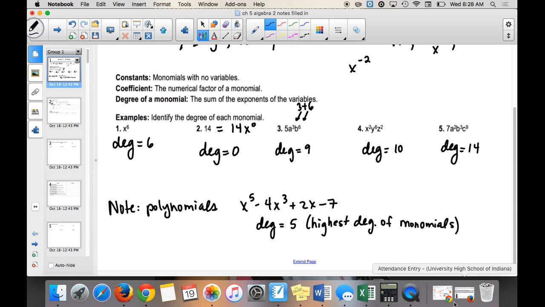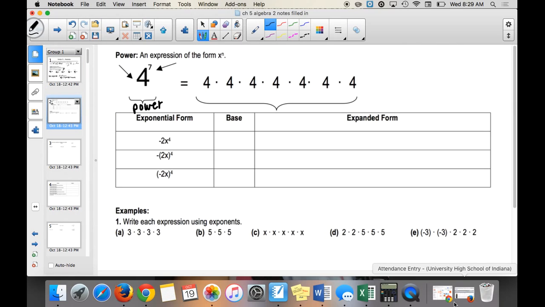So even I will mess that up. I'll say 4 to the power of 7, but I should really say 4 to the exponent of 7 or something like that. So the 4 is called the base, and the 7 is called the exponent. And when we write it out 4 times 4 times 4 times 4, etc., that's called expanded form.